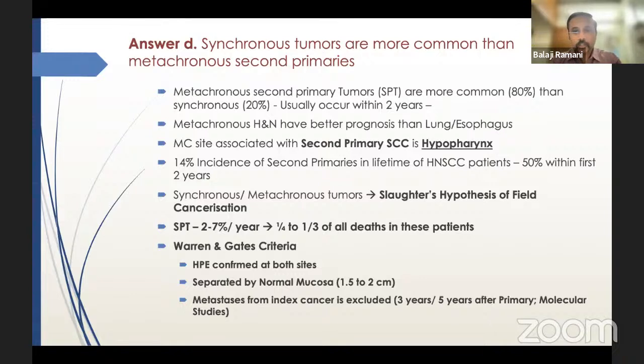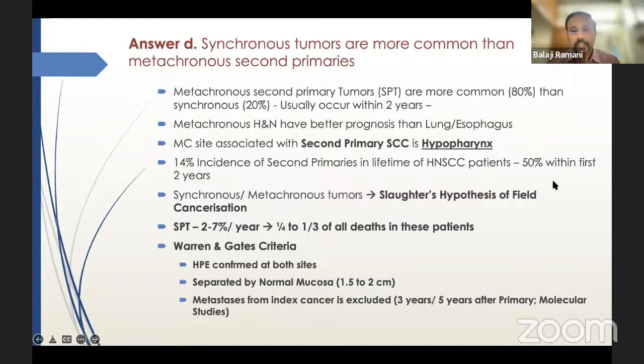When you talk about synchronous tumors, it means a tumor appearing within less than 6 months. More than 6 months is called a metachronous tumor. So less than 6 months is synchronous, more than 6 months is metachronous. And we already saw yesterday, when discussing the hypopharynx, that the most common site associated with second primary tumors is the hypopharynx. Among all the subsites, when you have a hypopharyngeal tumor, there is a high likelihood of a second primary developing elsewhere in the aerodigestive tract.